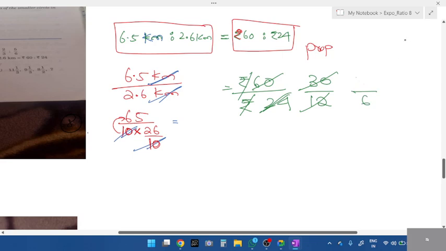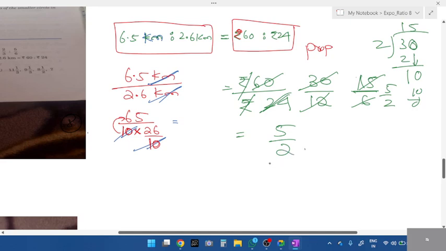Numerator, 2 ones are 2. Remainder, next. Correct. 2 5s are 10. What's the answer? 15, right? Then what's the next table? Correct. 3 5s are 15. So what do you get? Right hand side 5 by 2.